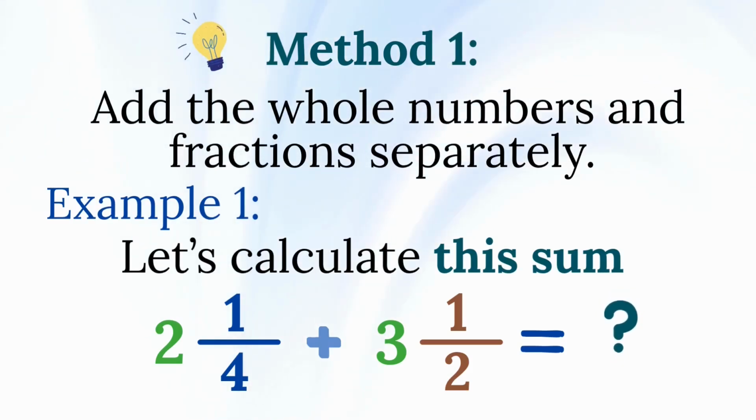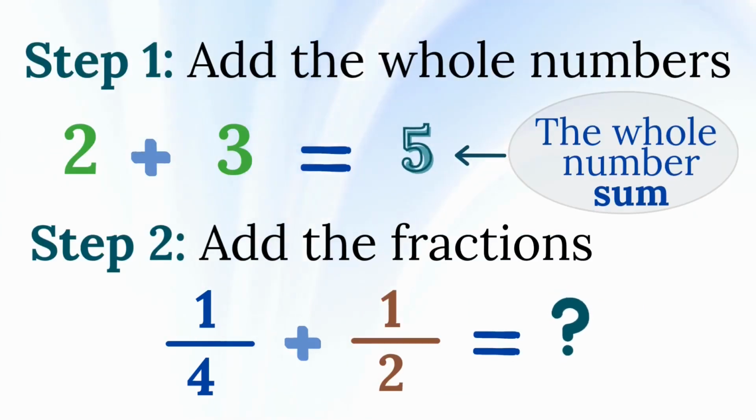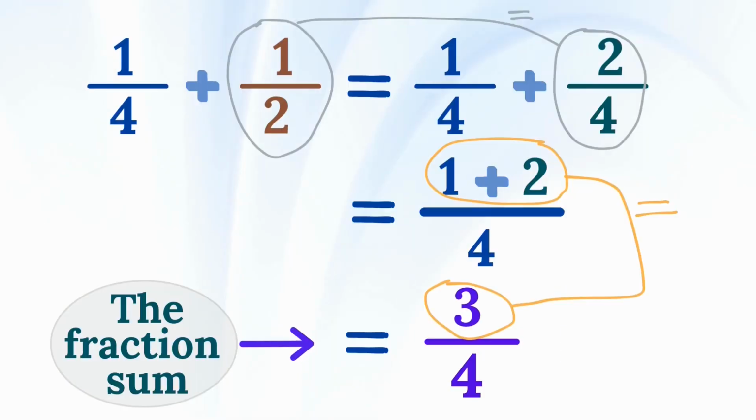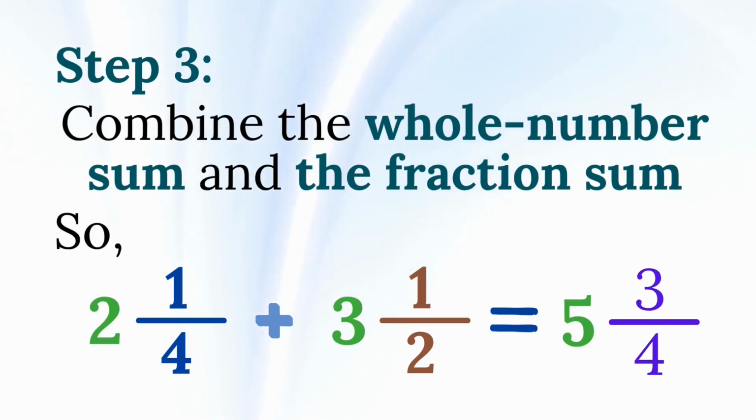Example. Let's calculate this sum, 2 and 1/4 plus 3 and 1/2. Step 1. Add the whole numbers. 2 plus 3 equals 5. Step 2. Add the fractions. 1/4 plus 1/2 equals 3/4. Step 3. Combine the whole number sum and the fraction sum. So, 2 and 1/4 plus 3 and 1/2 equals 5 and 3/4.